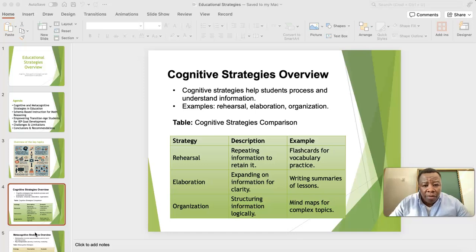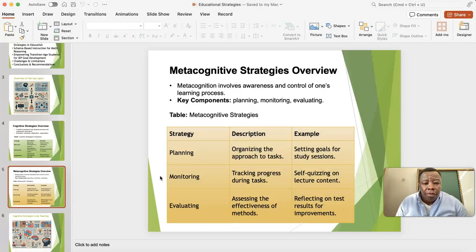So first off, cognitive strategies refers to the approaches used by students to better process and understand certain data sets. Herein, cognitive strategies help students to process and understand information, and activities that could help boost that include, but are not limited to, rehearsal, elaboration, and organization. Onto the fifth slide, which entails metacognitive strategy. As mentioned earlier, metacognitive strategy involves awareness and control of one's learning process. Key activities that could help in fostering such strategies include planning, monitoring, and evaluating.